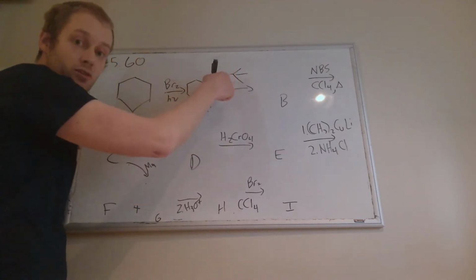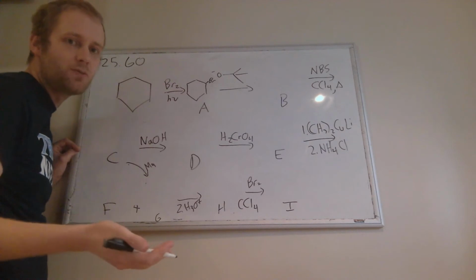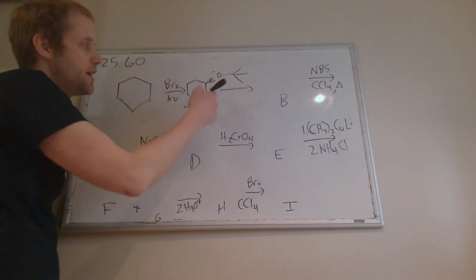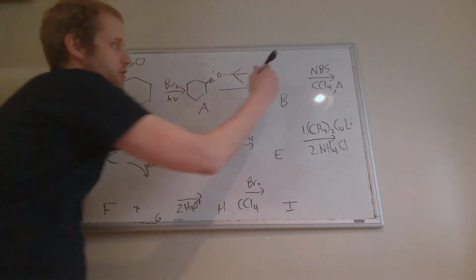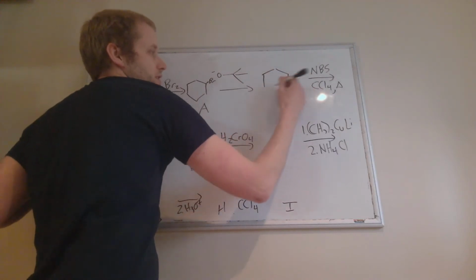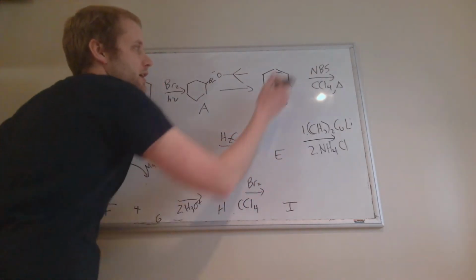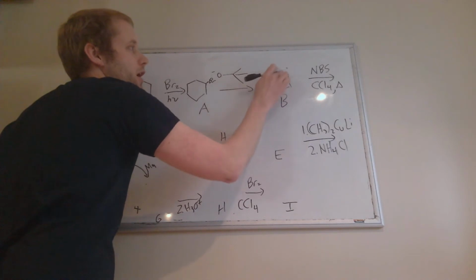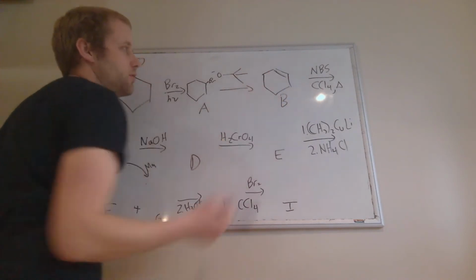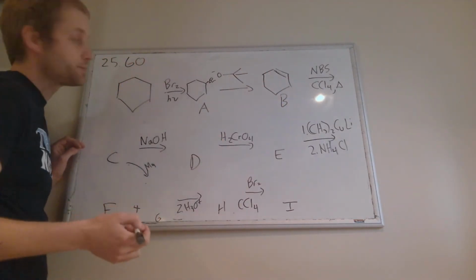This is a really strong base, and it really is only used for eliminations. So we're going to pull off either this hydrogen or this hydrogen. Again, both of them giving us the same cyclohexene product, and that cyclohexene can then further react. So product B is a cyclohexene.